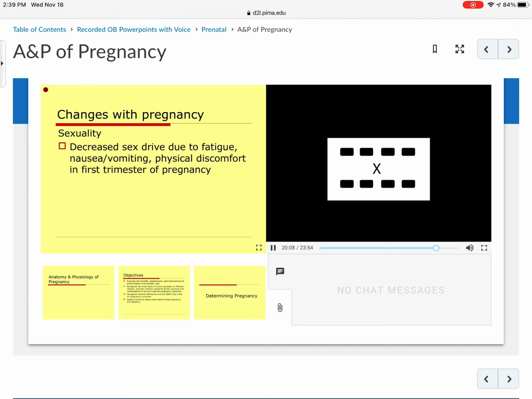Changes in pregnancy. There's a decreased sex drive due to fatigue and nausea and vomiting and physical discomfort in the first trimester of pregnancy. Mostly physical discomfort would be in the last trimester.